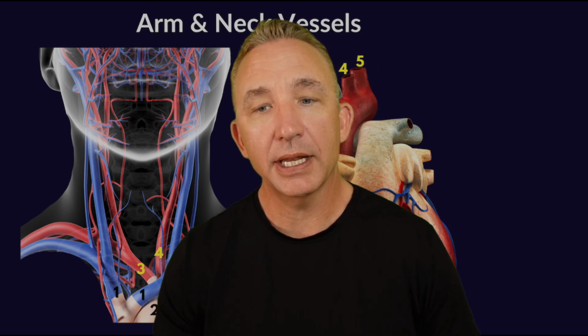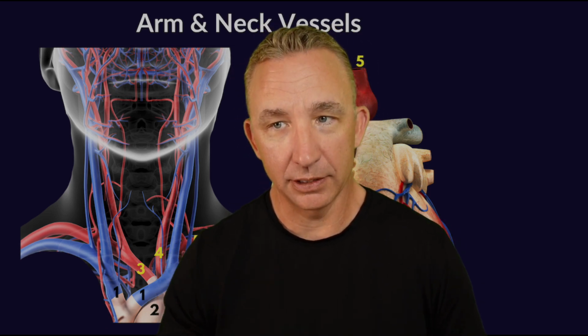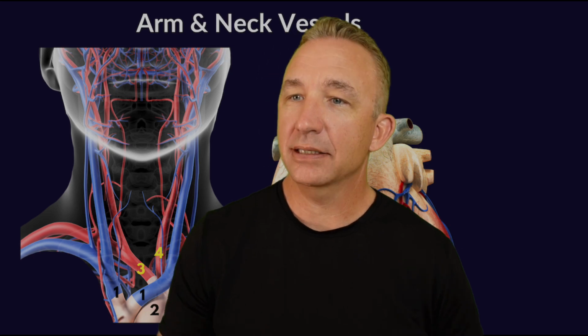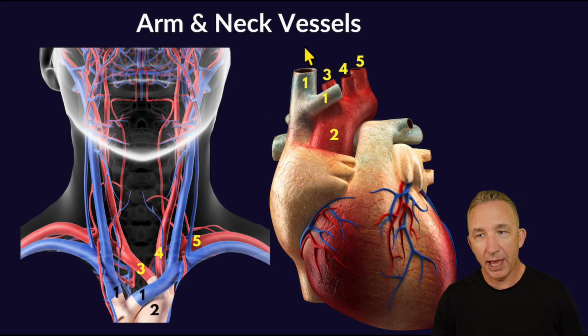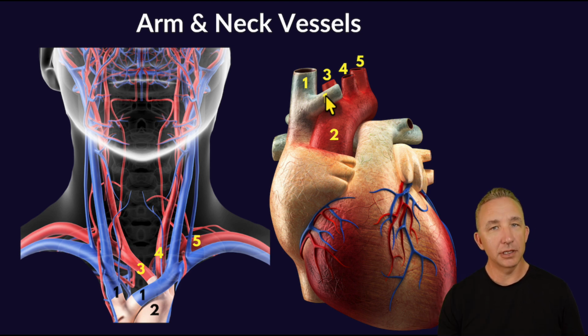So let's talk about how you get out of the heart. Well, how do you bring blood back to the heart? So we bring it back first by these two. Number one here is from the brachiocephalic. So these are brachiocephalic trunks here. So brachiocephalic veins, brachio referring to the arm, cephalic referring to the head. So that means if I take number one here, we're bringing blood back to the heart.